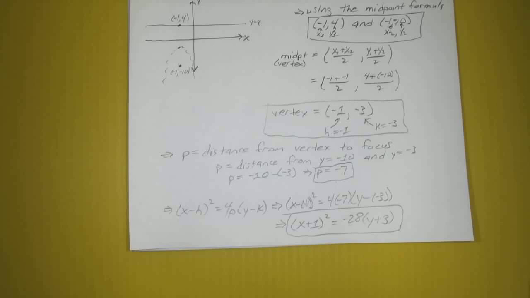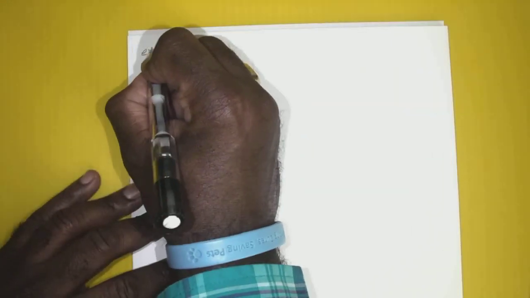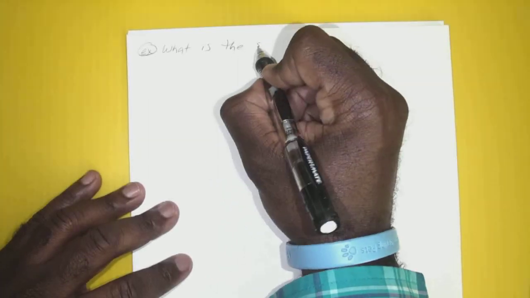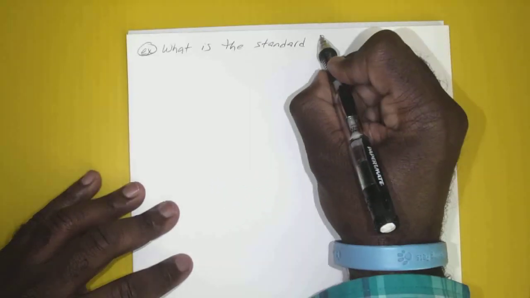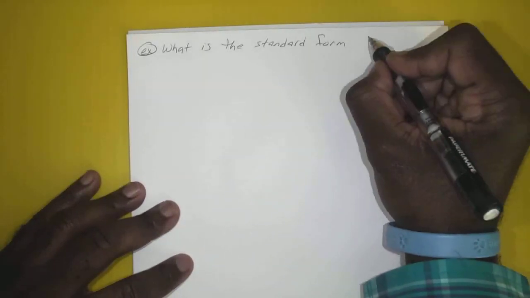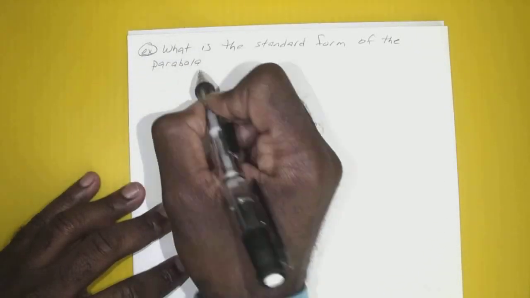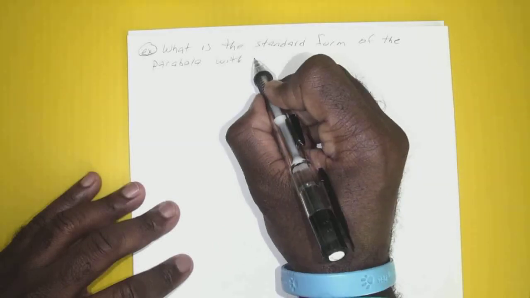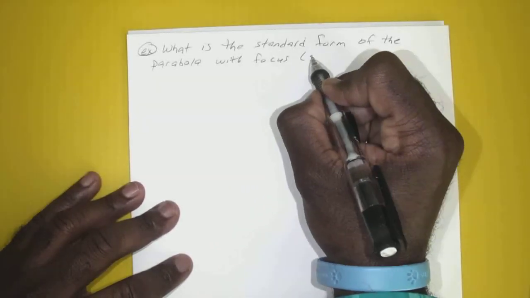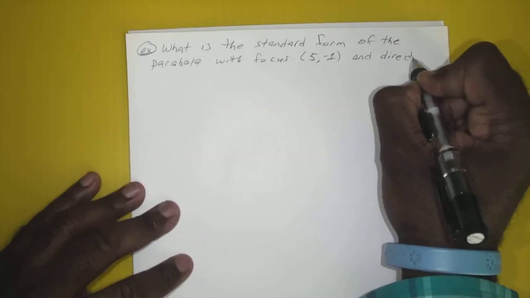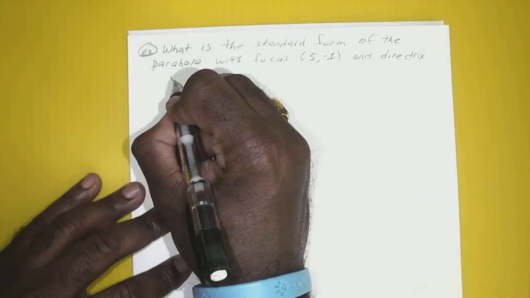All right, so let's say for our next example, what is the standard form of the parabola with a focus at the point 5, -1 and directrix of x equals -9?